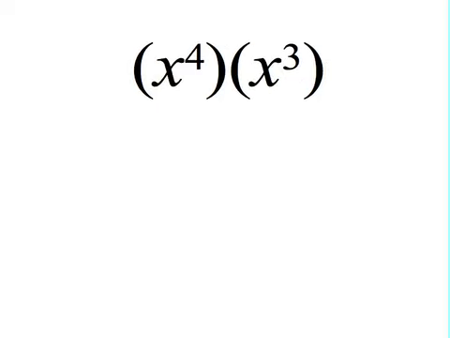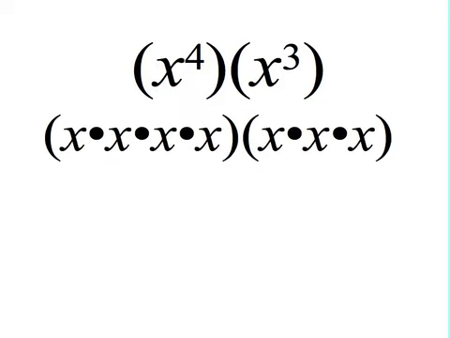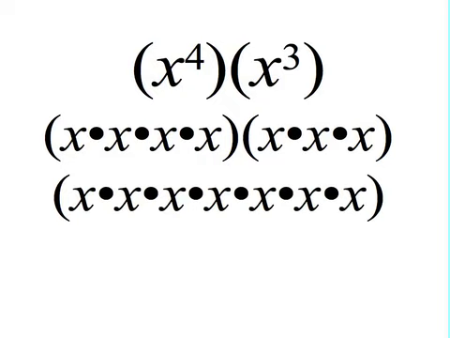a product. Here's another expression, x to the fourth times x cubed. And we know that x to the fourth can be written as x times x times x times x. X cubed can be written x times x times x. The associative property allows us to change the grouping so they're all grouped together. We count them up, x to the seventh. But if you look up at the top at the 4 and the 3, you may notice something.